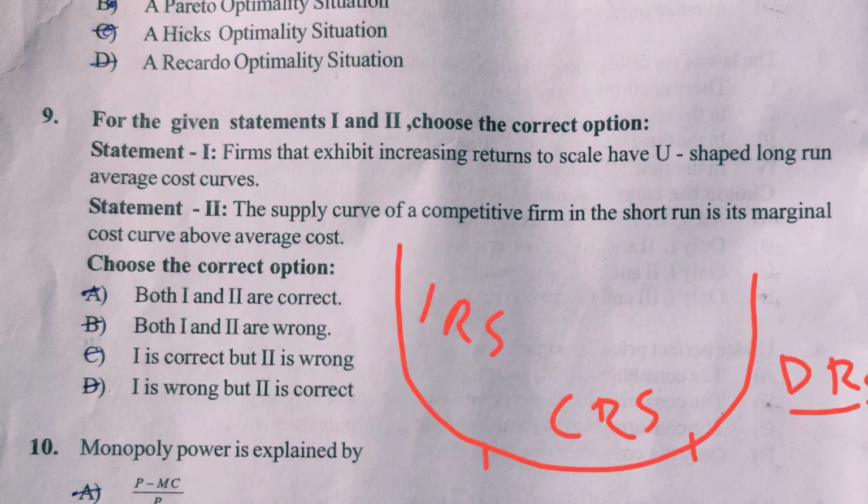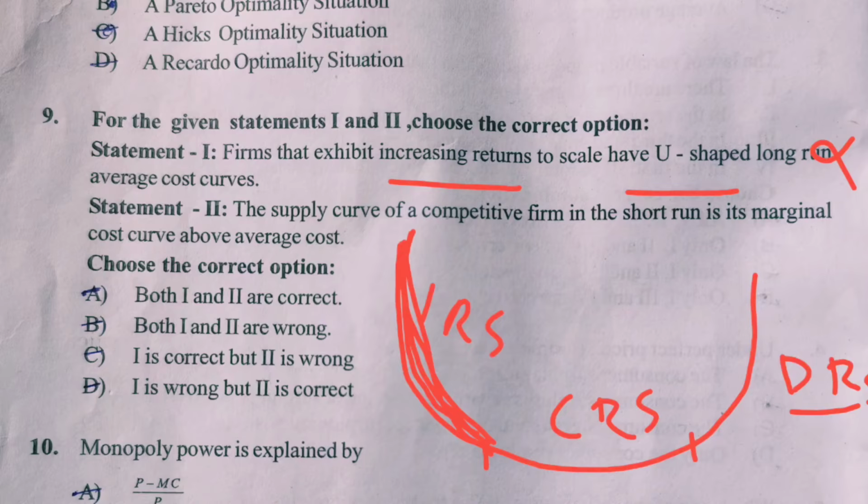Okay, so what we are being told is that a firm exhibiting increasing returns to scale has a U-shaped long run average cost curve. No, they will have a downward sloping average cost curve if the firm is exhibiting increasing returns to scale. So I guess the first option should be incorrect.